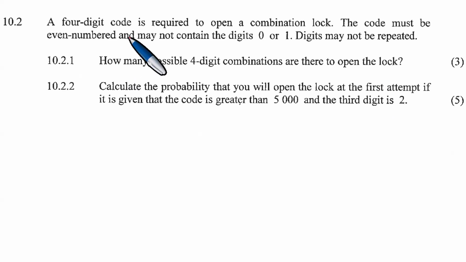A 4-digit code is required to open a combination lock. The code must be an even number and may not contain the digits 0 or 1, so 0 or 1 are out. Digits may not be repeated. How many possible 4-digit combinations are there to open the lock?